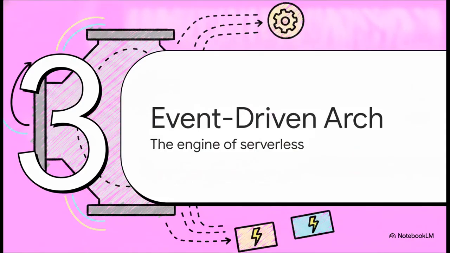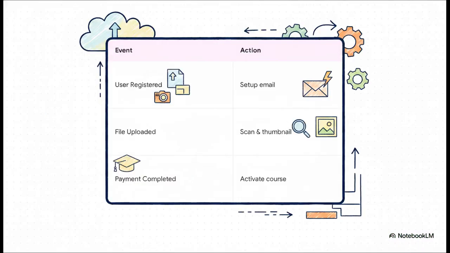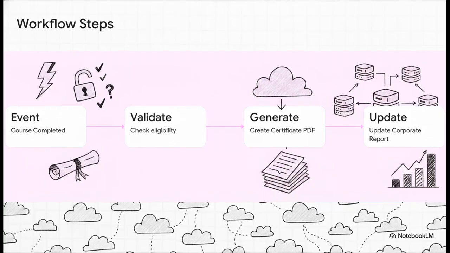Section 3. Event-driven architecture. This is really the engine of serverless. These applications don't just run in a vacuum. They need an event to spark them to life. In this model, services become incredibly loosely coupled. An event simply happens. Maybe a user registers, a file gets uploaded, or a payment is completed. And a specific function instantly reacts to it to send an email, generate a thumbnail, or activate an enrollment. The system producing the event doesn't need to know a single thing about the downstream workflow. And because of this, you can orchestrate really complex multi-step processes incredibly efficiently.